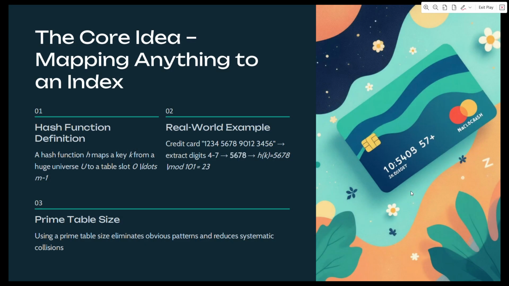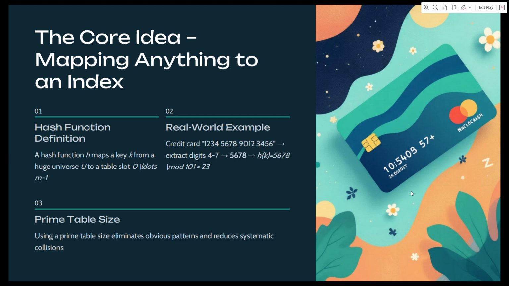The core idea: mapping anything to an index. The core idea of hashing is mapping data to an index in a table. This is done using something called a hash function. A hash function is written as h(k), where k is the key and each key gives the position in the hash table. The hash function converts a key from a very large universe into a number between 0 and m minus 1, where m is the size of the table.